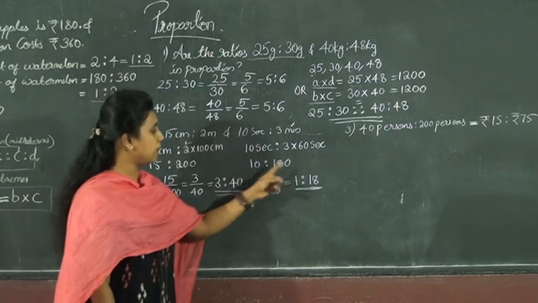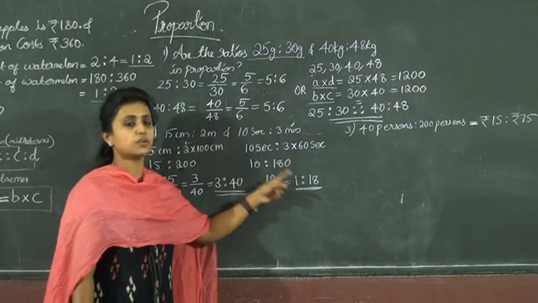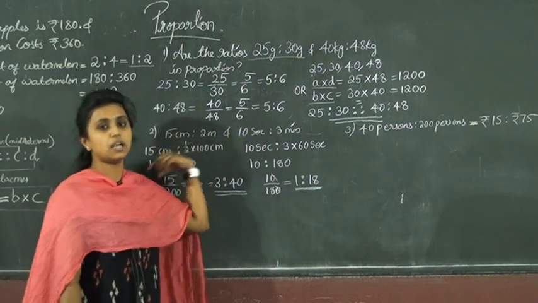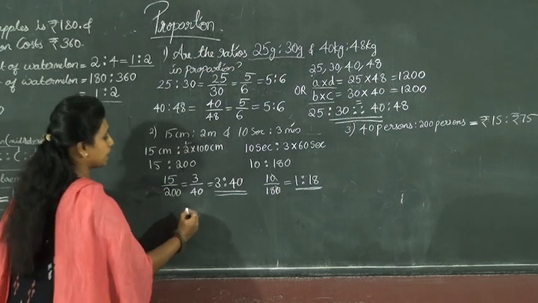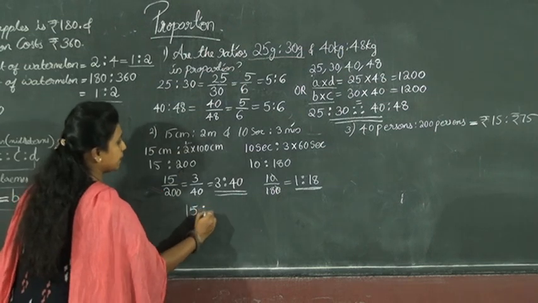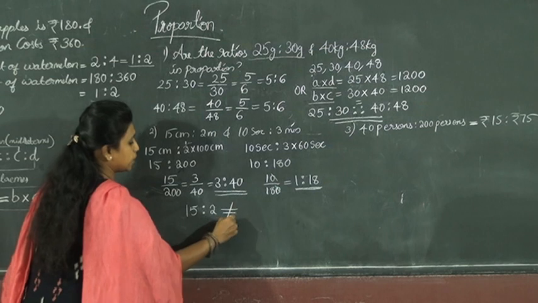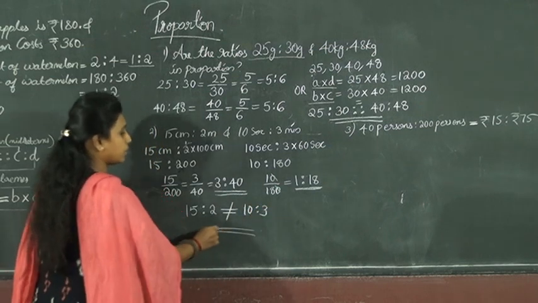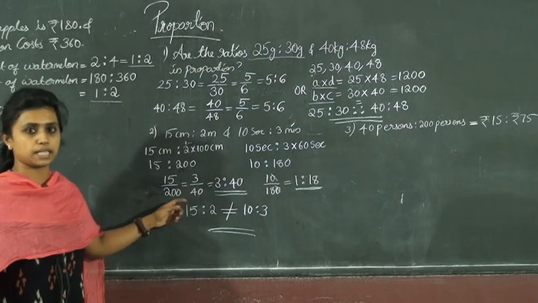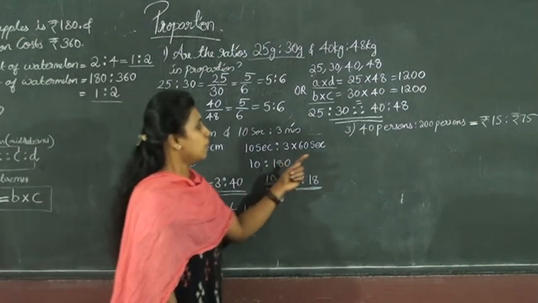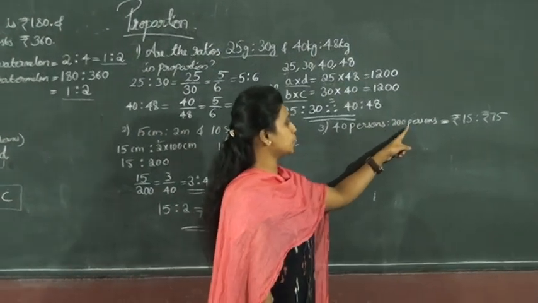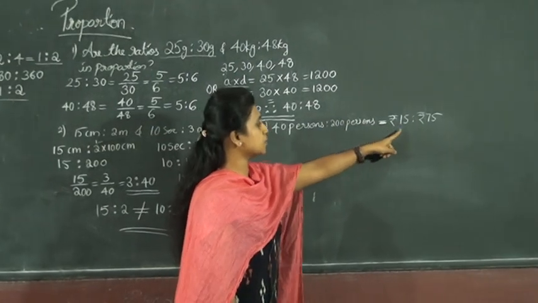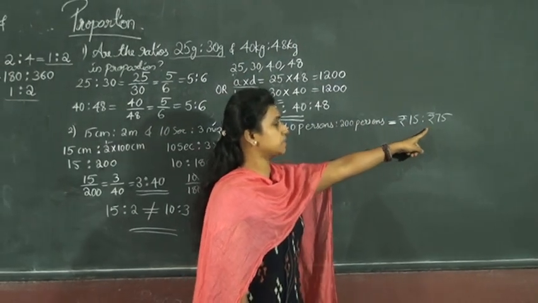These ratios are not equal. So you can say that they are not in proportion. Okay, when they are not in proportion, how should we write it? 15:2 is not equal to 10:3. They are not in proportion. This is clear. The next one, 40% is to 200% is equal to rupees 15 is to rupees 75.